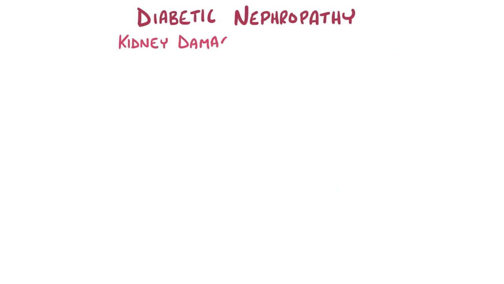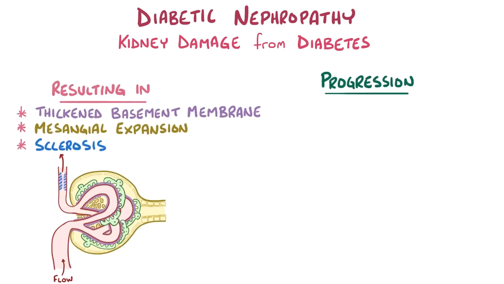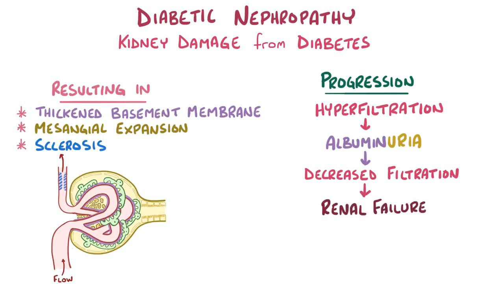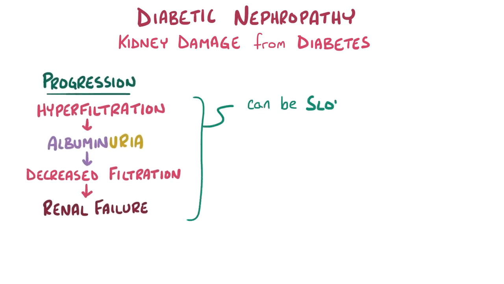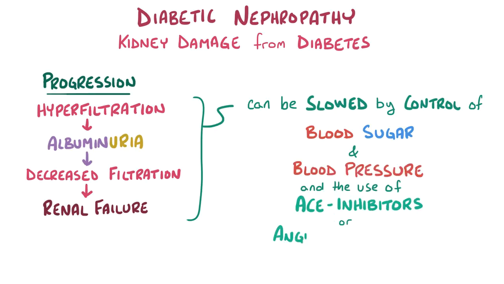Alright, as a quick recap, diabetic nephropathy is kidney damage that's caused by diabetes, which results in glomerular basement membrane thickening, mesangial expansion, and sclerosis. An initial phase of increased glomerular filtration rate is followed by progressive albuminuria, then a gradual decline in glomerular filtration rate, and finally renal failure. This progression can be slowed by tight control of blood sugar and blood pressure, and the use of ACE inhibitors or angiotensin receptor blockers to decrease pressure specifically within the glomerulus.